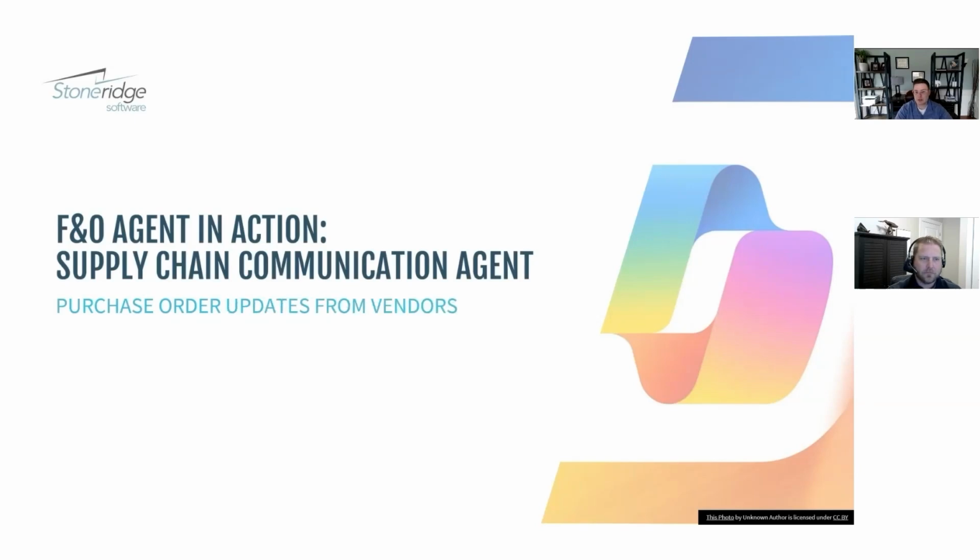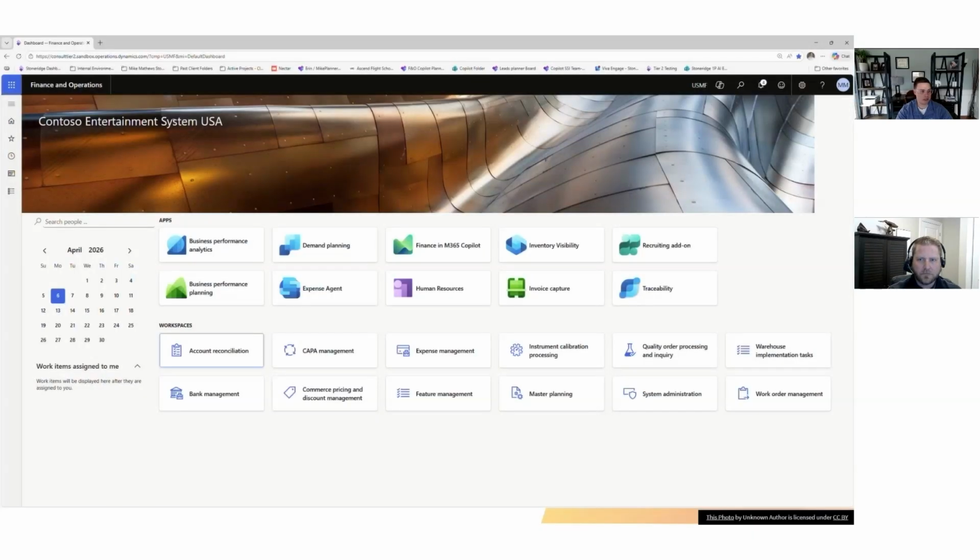All right, so next we're going to take a look at the purchase order updates from vendors. So I'm going to share my screen. And similarly to the purchase order follow-ups, we're going to take a look at this agent. I just want to take a quick pause though. So what is this purchase order updates from vendors, right? Like what's the primary focus here?